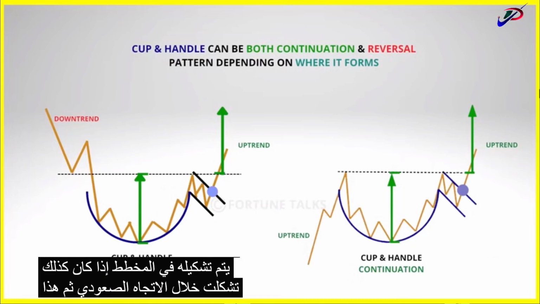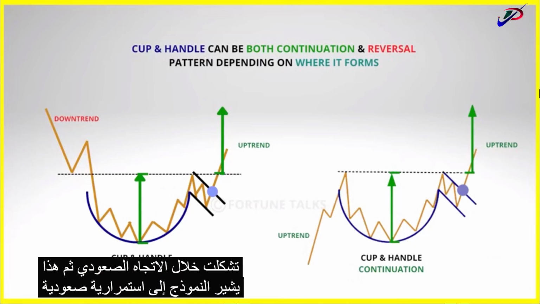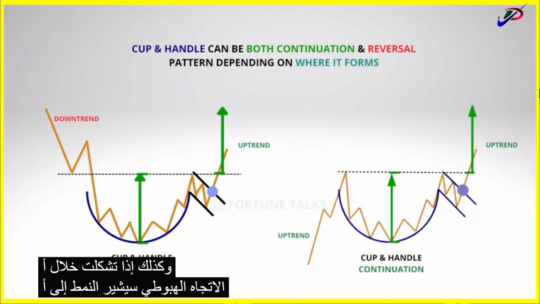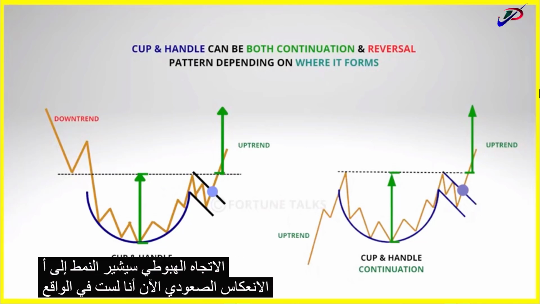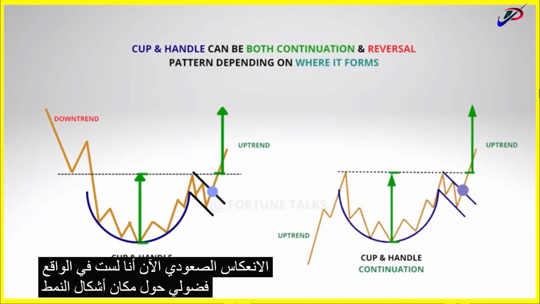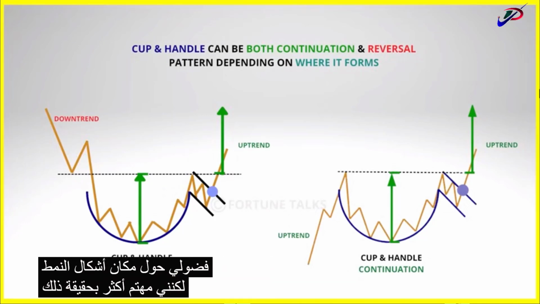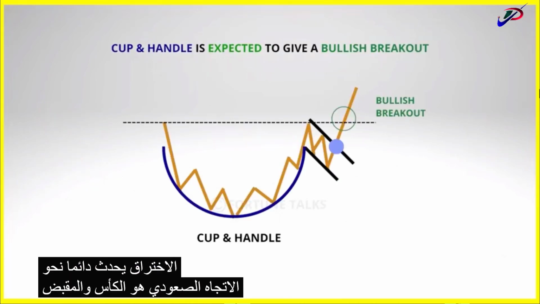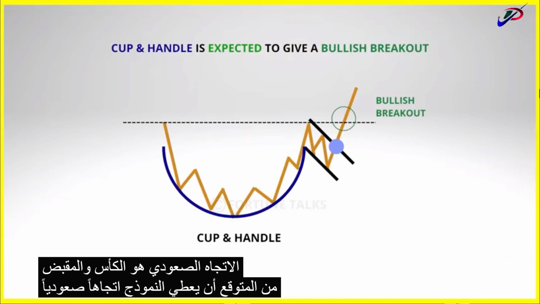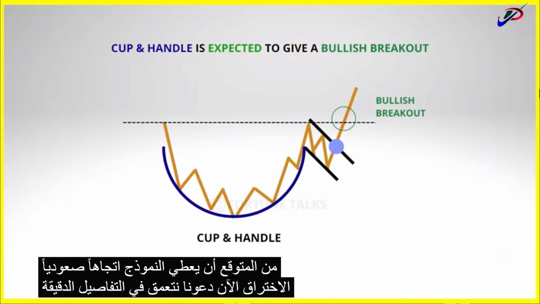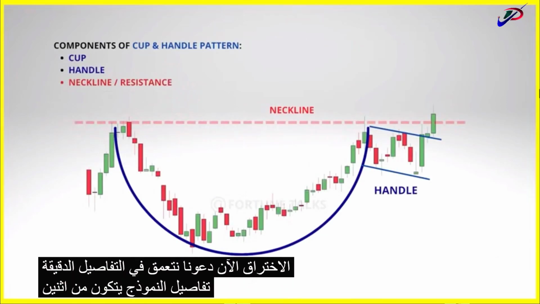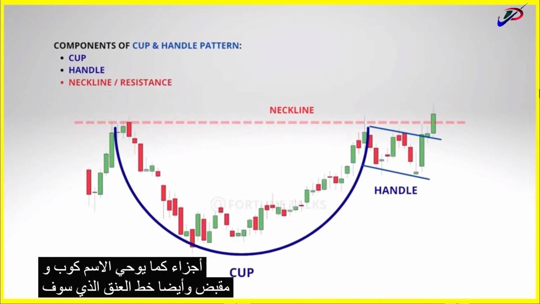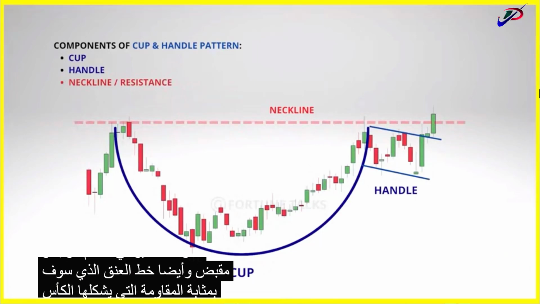If it is formed during an uptrend, then this pattern indicates a bullish continuation. Likewise, if it gets formed during a downtrend, the pattern will indicate a bullish reversal. Now, I am not actually curious about where the pattern forms, but I am more interested in the fact that the breakout always occurs towards the upside. That is, the cup and handle pattern is expected to give a bullish breakout. Now let's dive into the finer details. The pattern comprises of two parts. As the name suggests, a cup and a handle, and also a neckline which will act as the resistance.